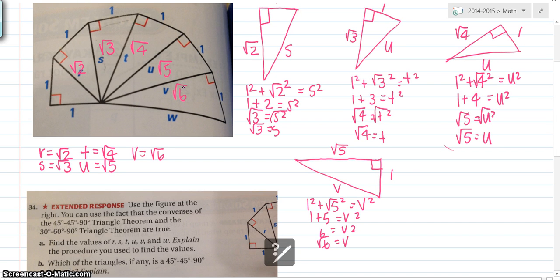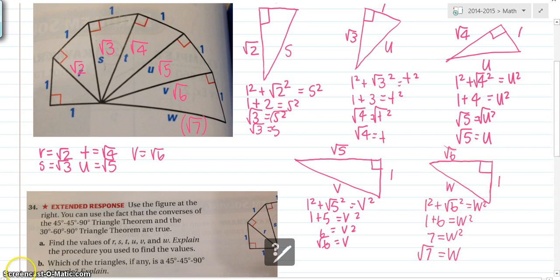And we can assume, because of this pattern, that w will probably be the square root of 7, but we'll check. W is square root of 7 because of the Pythagorean theorem again, of course. 1 squared plus square root of 6 squared equals 1 plus 6 equals w squared, then 7 equals w squared, and then square root of 7 equals w. So w equals square root of 7.